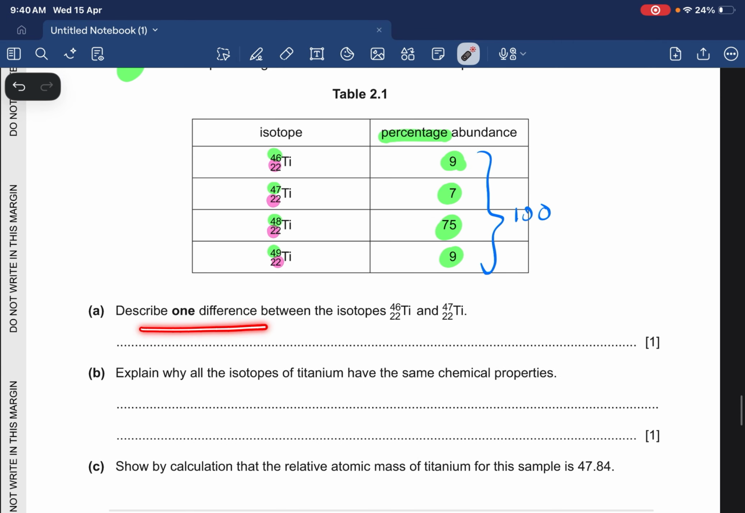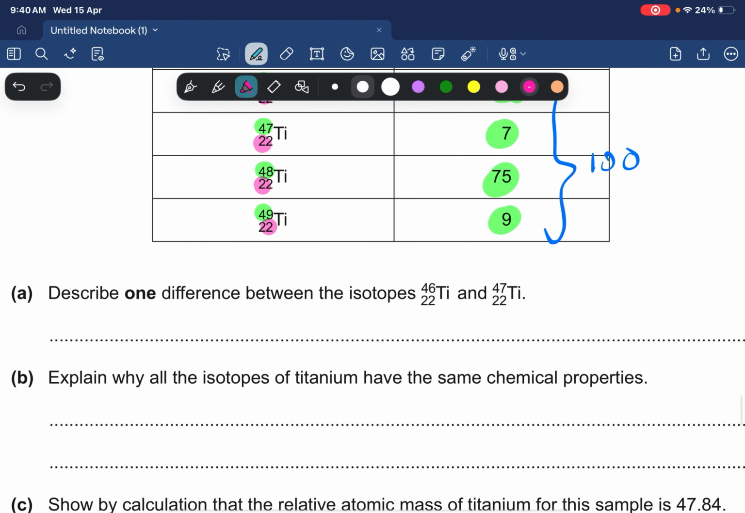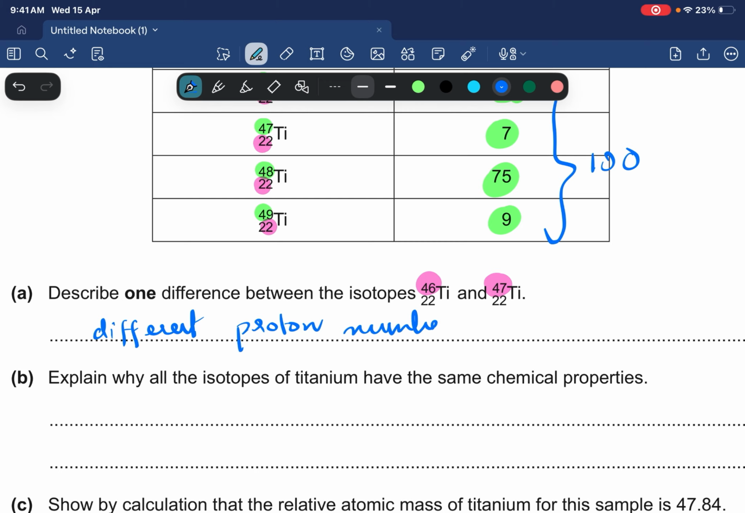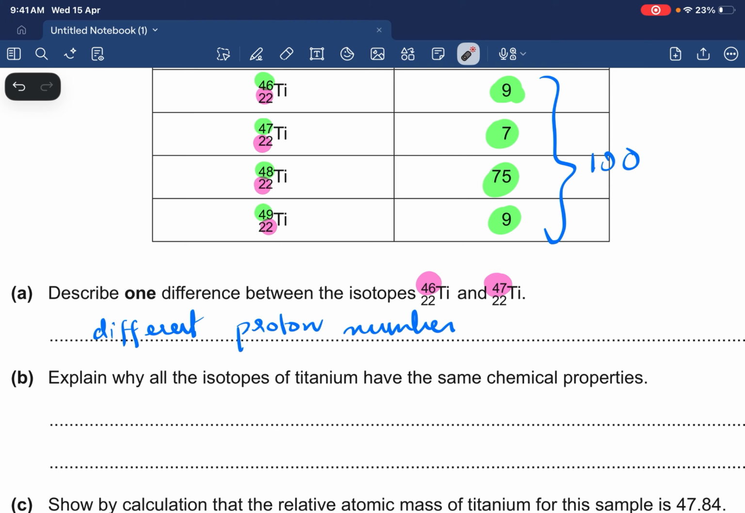Describe one difference between the isotope titanium-46 and titanium-47. One difference, simple: mass number. Because the proton number is the same, the difference is simply the mass number. Titanium-47 has just one more neutron than titanium-46. One difference, different mass number. Next, explain why all the isotopes of titanium have the same chemical properties. This is such a repeated question for all isotopes, for A-levels and O-levels, both.